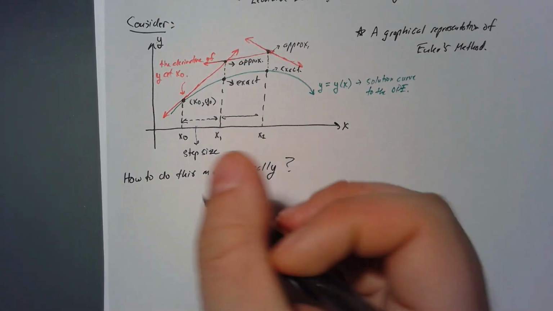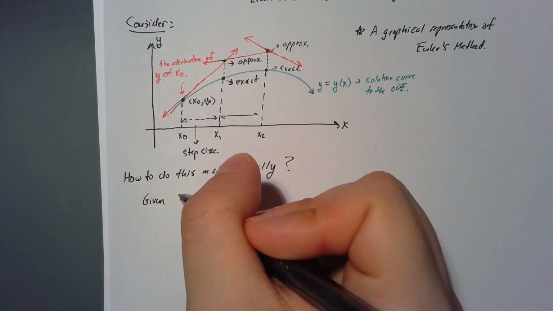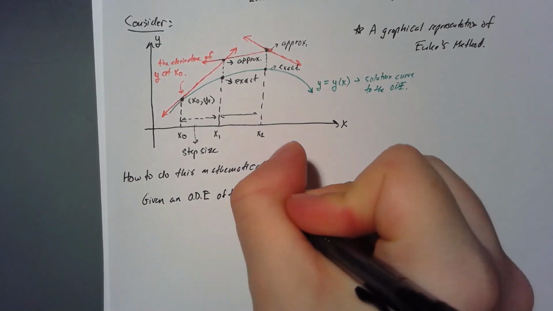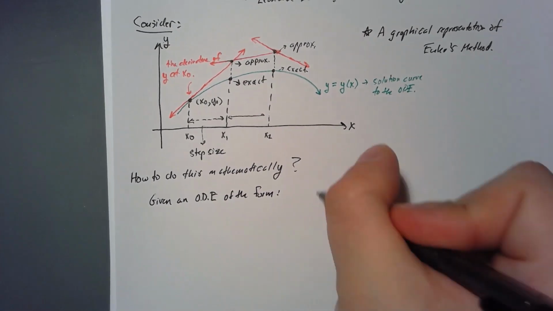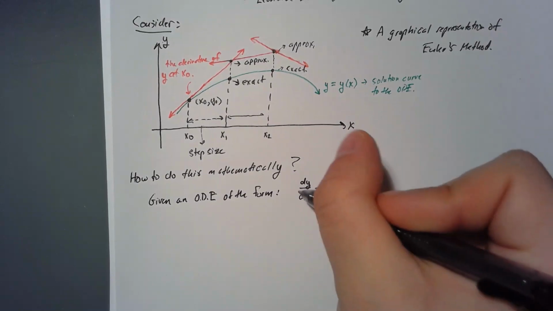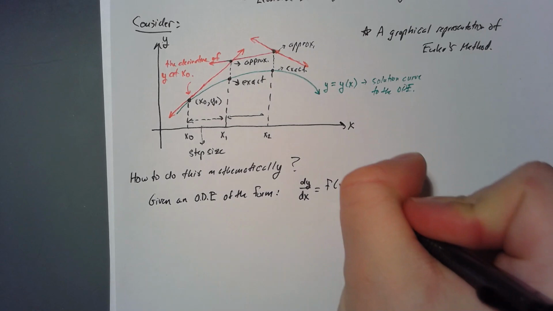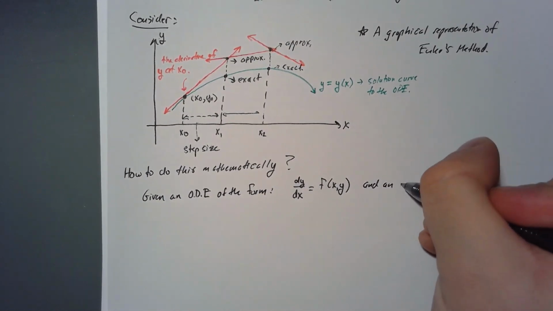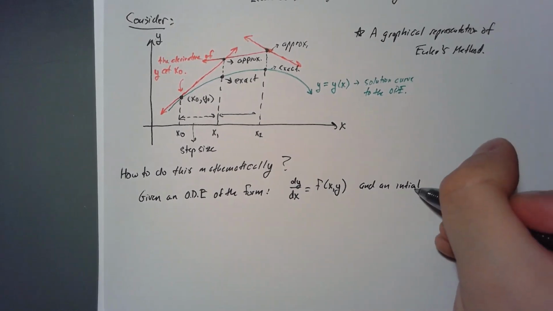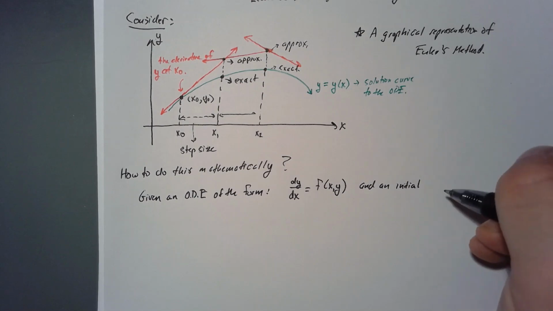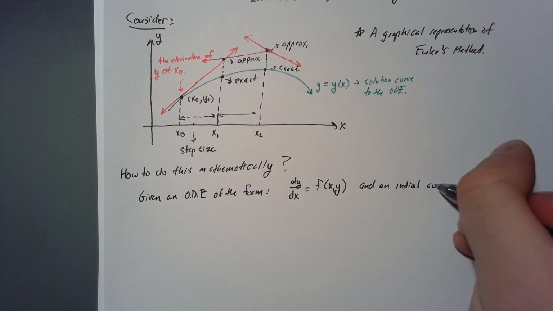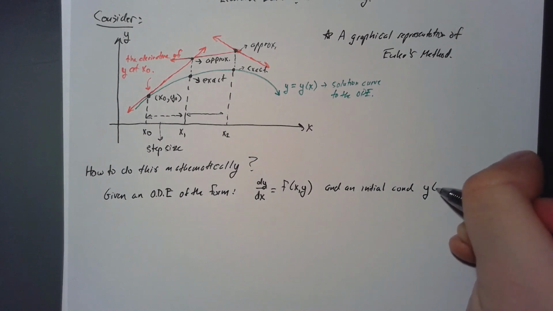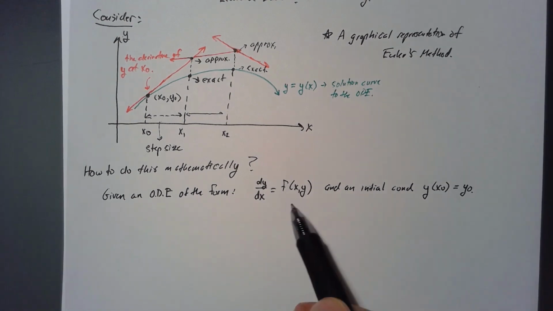So here's Euler's method. If I'm given an ODE of the form dy/dx, or dy d whatever variable, equals f of x comma y, and an initial condition, y at some starting point x of 0 equals y sub 0. So I have a differential equation and an initial condition.